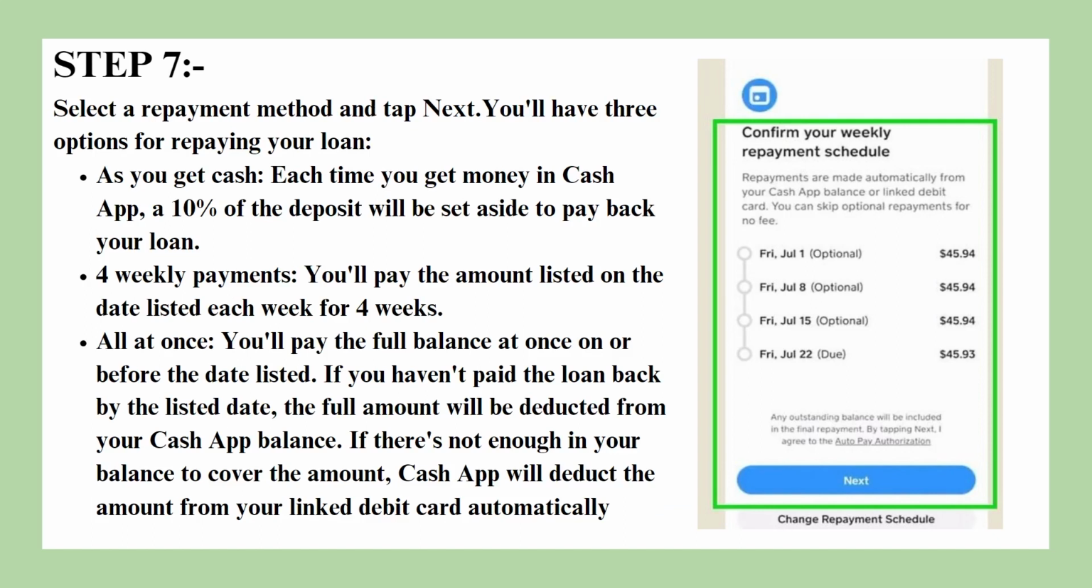As you get the loan, each time you get money in Cash App, 10% of the deposit will be set aside to pay back your loan. For weekly payments, you will pay the amount listed on the date listed each week for 4 weeks. For the full balance option, you will pay the full balance all at once on or before the date listed.